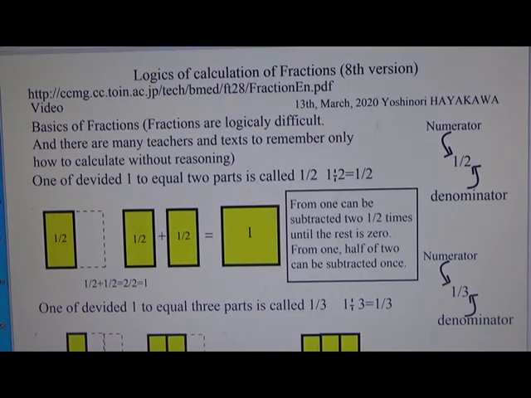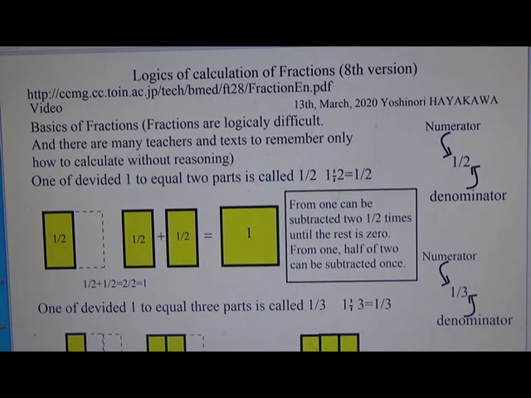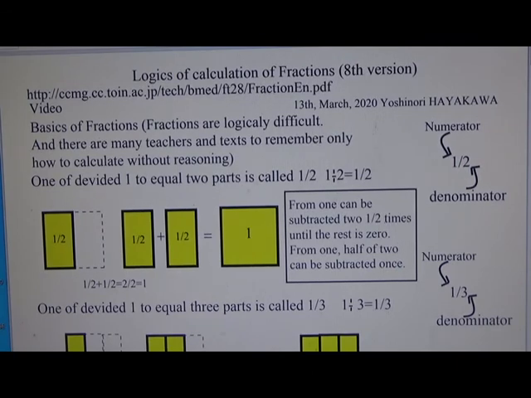This is Yoshinori HAYAKAWA reporting about the logic of calculation of fractions: addition, subtraction, multiplication, and division. The basics of fractions are going to be reported. Fractions are logically difficult, and there are many teachers and texts that teach only how to calculate, without reasoning.